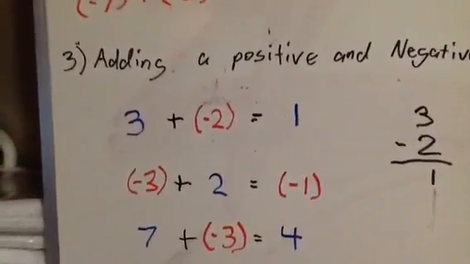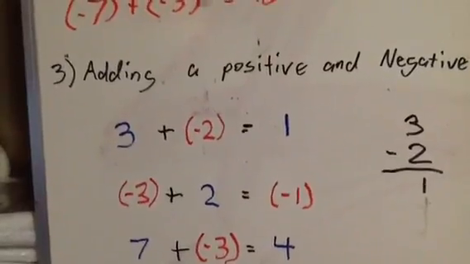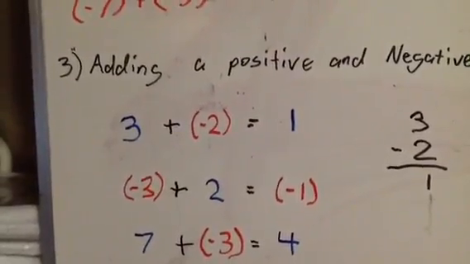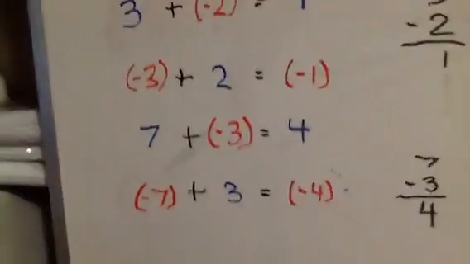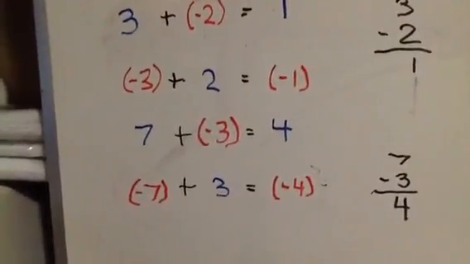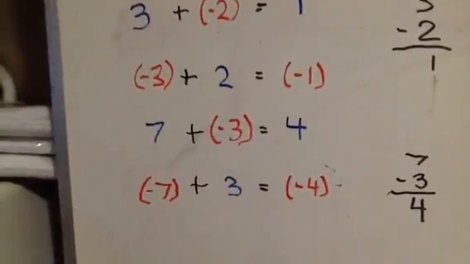In the first problem, positive 3 is the bigger number, so the answer is positive. And in the next problem, negative 3 is the bigger number, so the answer is negative. You see the same thing down here. 7 plus negative 3 equals 4, and negative 7 plus 3 equals negative 4.